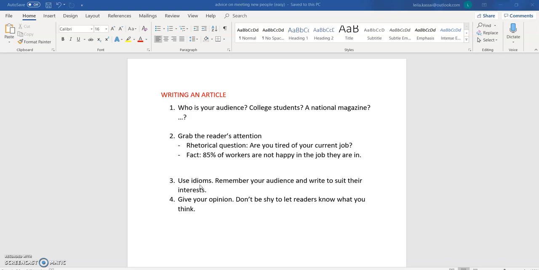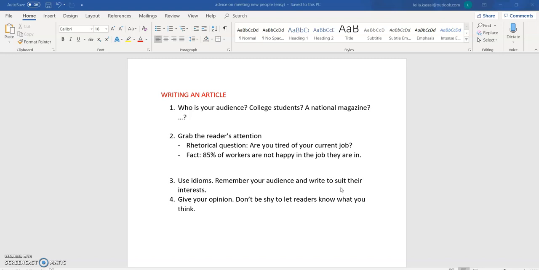It's important to use idioms. Idioms are what we use in general English. We use them in everyday conversation. Remember your audience. We're talking to the public. We're talking to people from a college maybe. Our audience is going to be the general people, the general public.